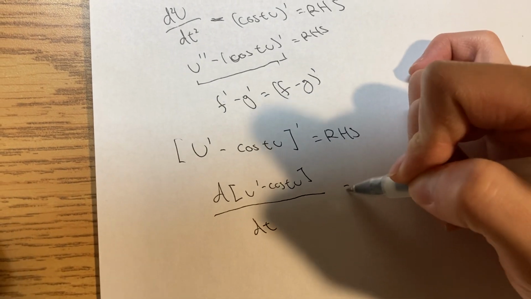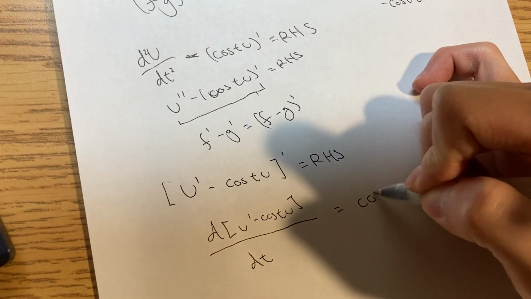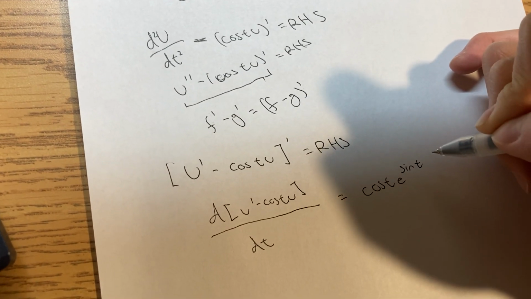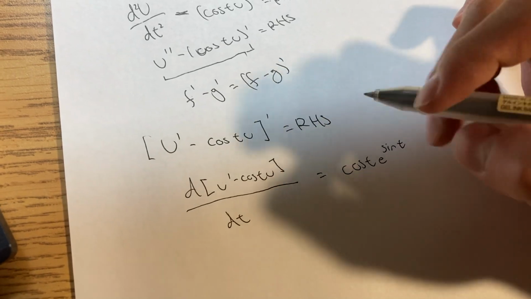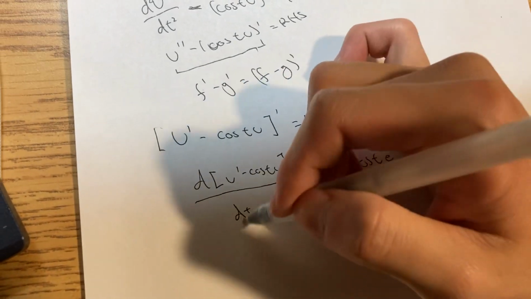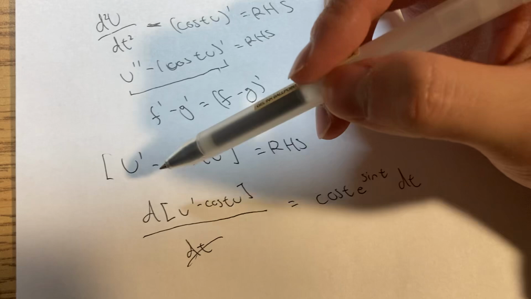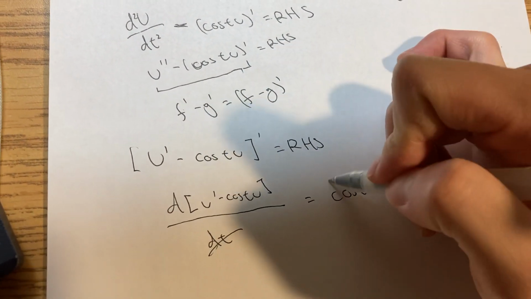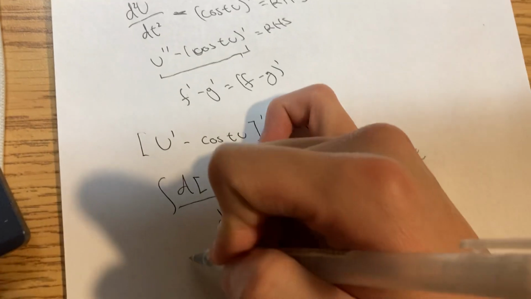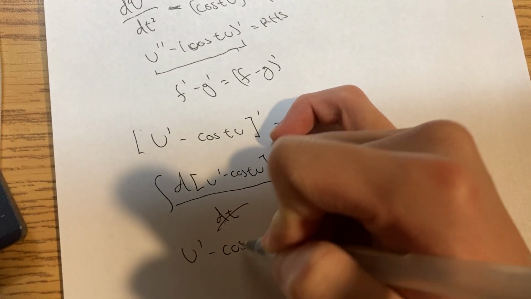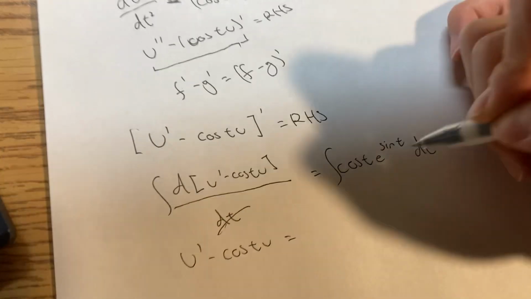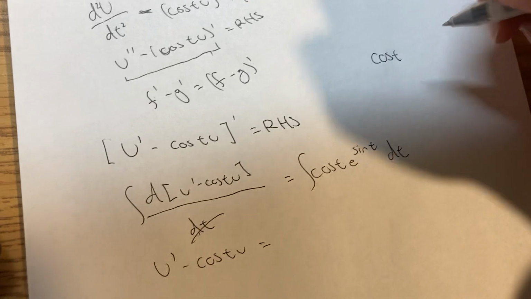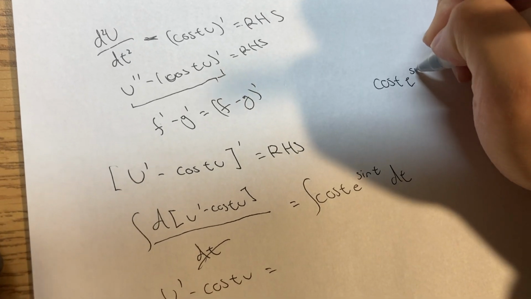dt is equal to cos t e to the sine t. Bringing the dt over this side, you have dt, and you have d of u prime minus cosine times u. You just integrate both sides, and you get u prime minus cos t u is equal to, oh, right here, this is a very interesting trick. Let's just see cosine of t e to the sine t.